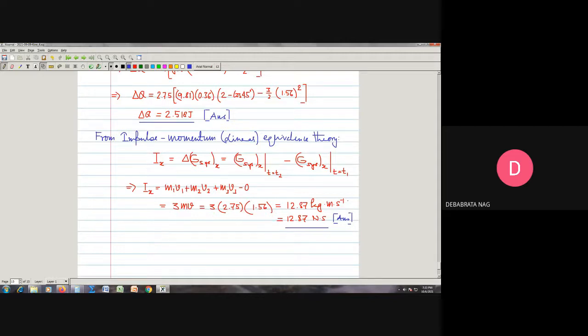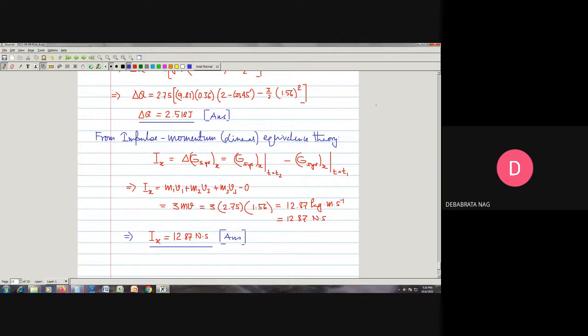So students, we can reconcile our steps and write it in this manner. It implies that finally your Ix, that is the impulse provided to the system along the x direction, is basically equal to 12.87 Newton second, and that is going to be our final answer. So this is the way you need to produce it in your answer script during your exam.